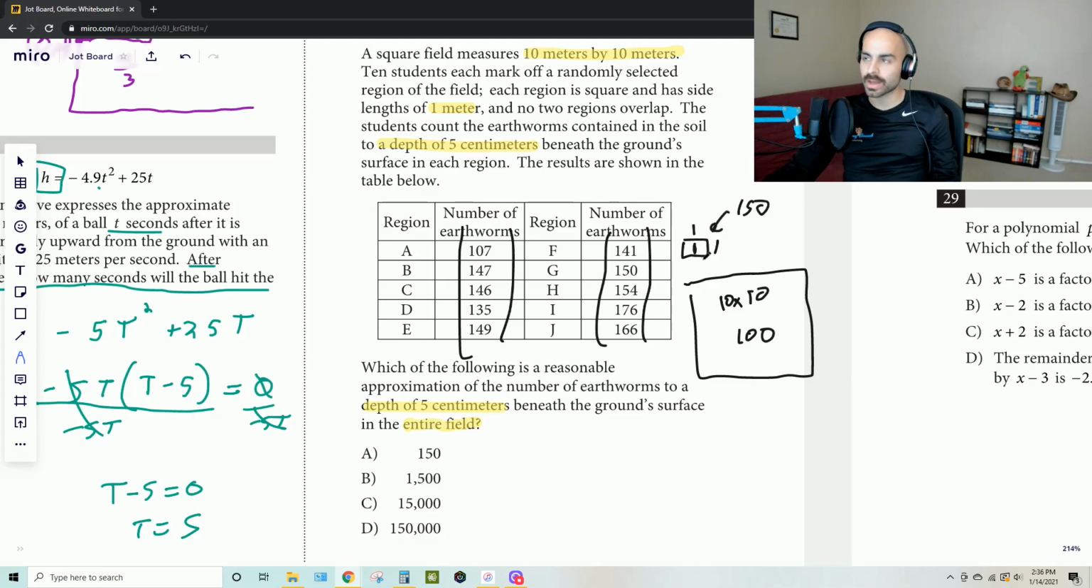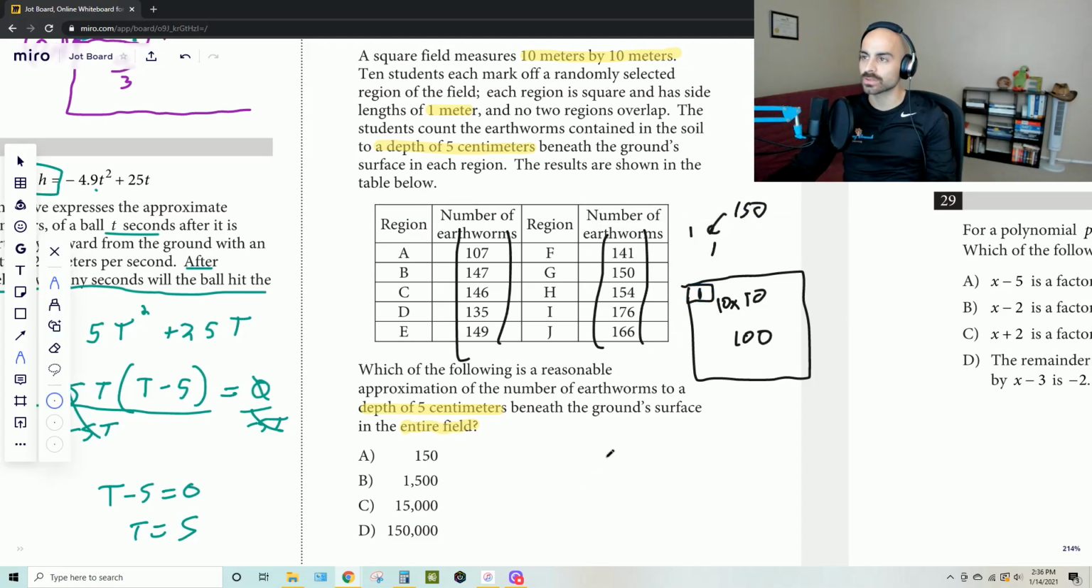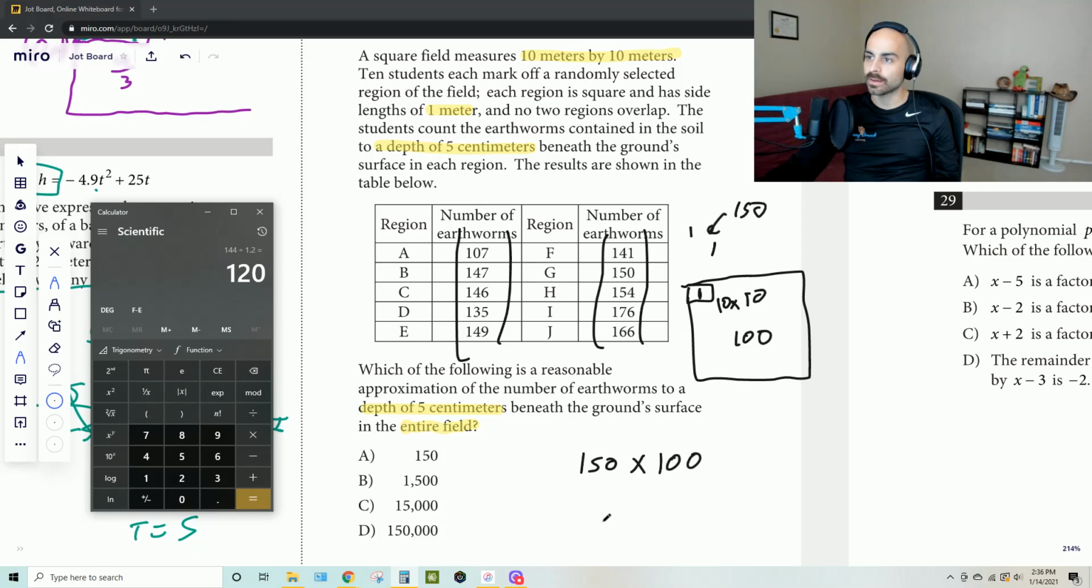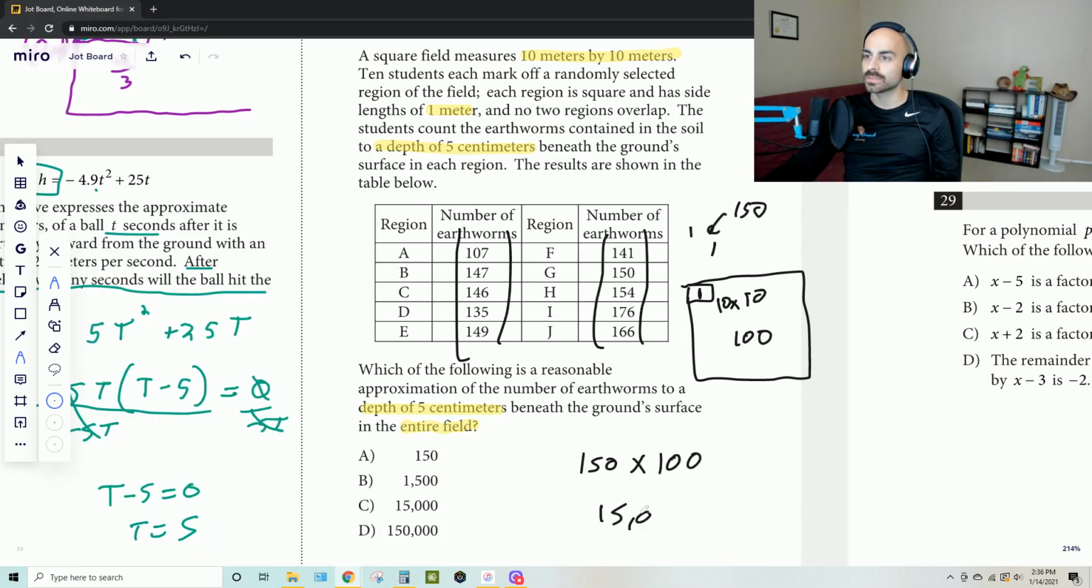Well, we know that the area is only 1 here, and that's 100 times smaller than what we already have. So to get from 1 square to fill up the entire plot, that area has to be multiplied by 100, which means that we get our 150 worms, multiply that by 100, and then you end up with 15000, and that is C.